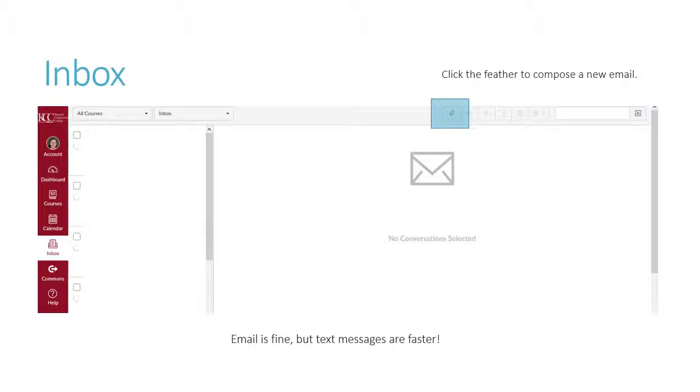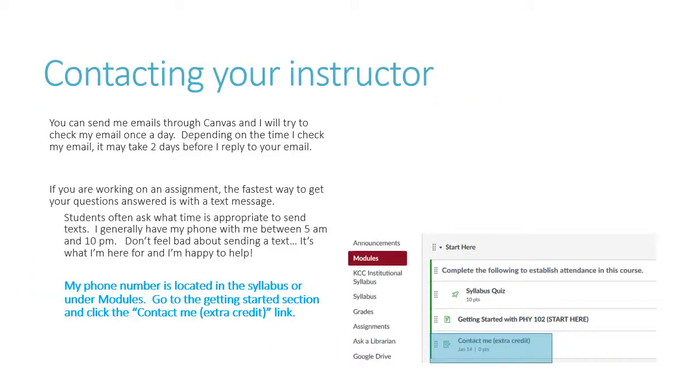If you are wanting a fast reply, you're working on an assignment and have a question you would like to get answered quickly, text messages are the fastest and easiest way to get a hold of me. And I'll go over a little bit later where to find my phone number to send me text messages. If you can't do that, of course, emails are just fine. It is quicker to send text messages if you are able to do that. So again, you can send me emails through that inbox link in Canvas, and I will try to get back to them as soon as possible.